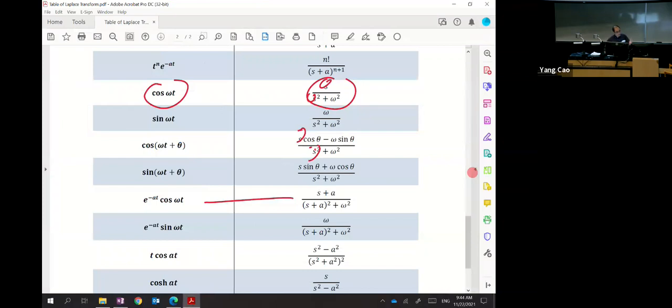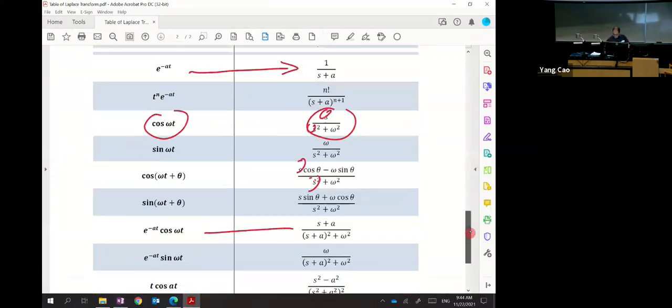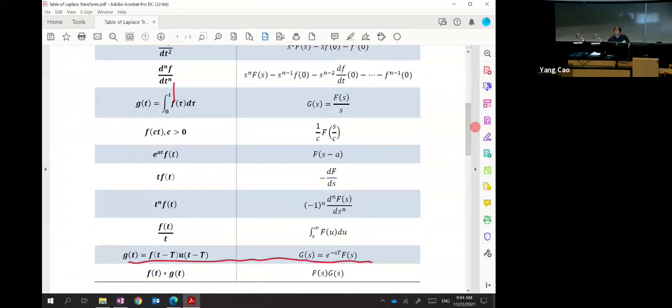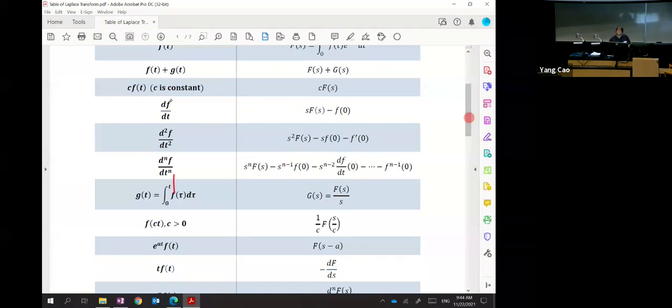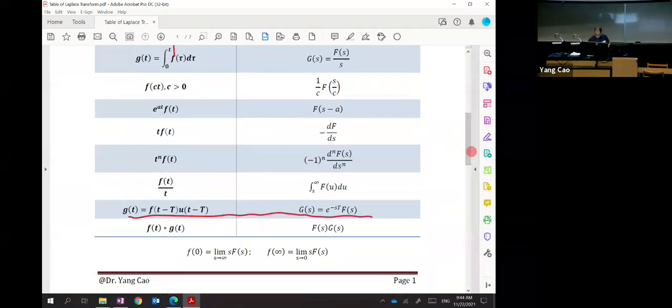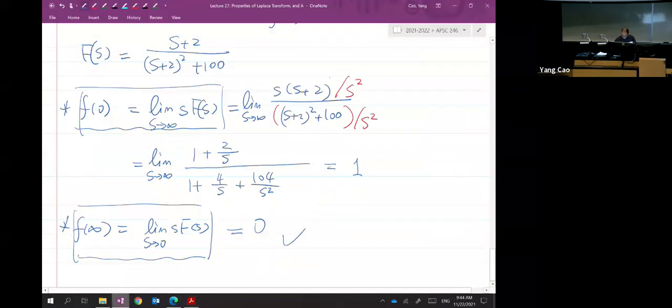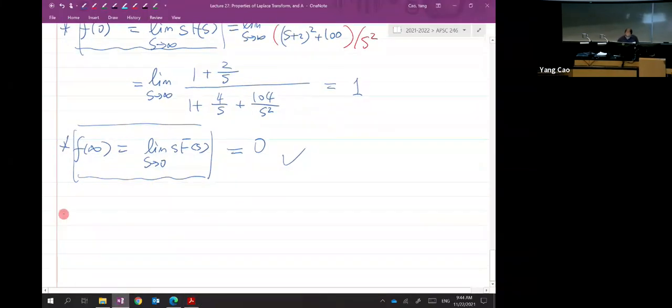So quite a few properties were listed here, especially on the first page. Now, as you can see, some are particularly useful in terms of our future usage. These two, and this one here, which we're going to cover next, are particularly useful in this class. Any questions before we proceed?